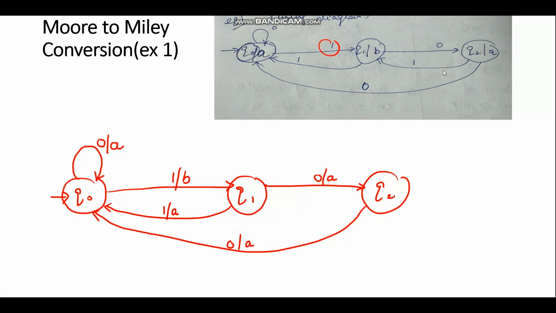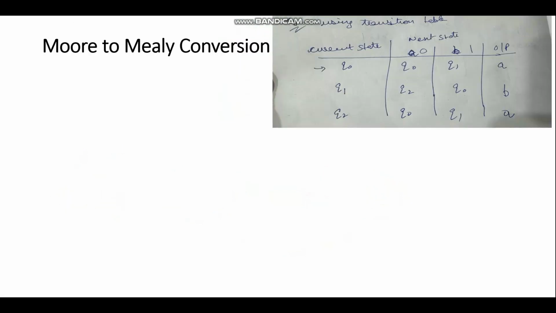Now for Q2, when the input is 1, it goes to Q1. So for Q2, it will go to Q1 with 1. And what is the output in that case? B. So we will write B over here. Now this is the complete Mealy machine. This is how we convert a Moore machine into a Mealy machine when the diagram is given. Now we will see the next case, in which we are given the transition table.